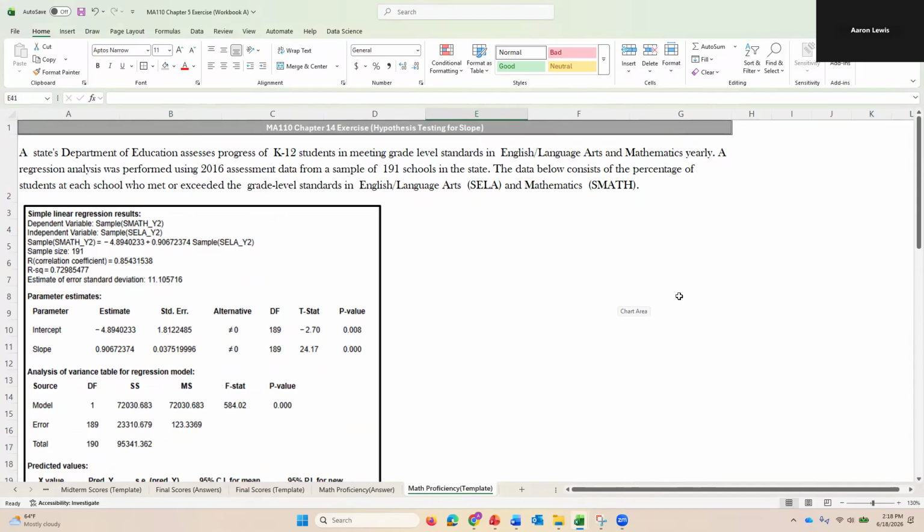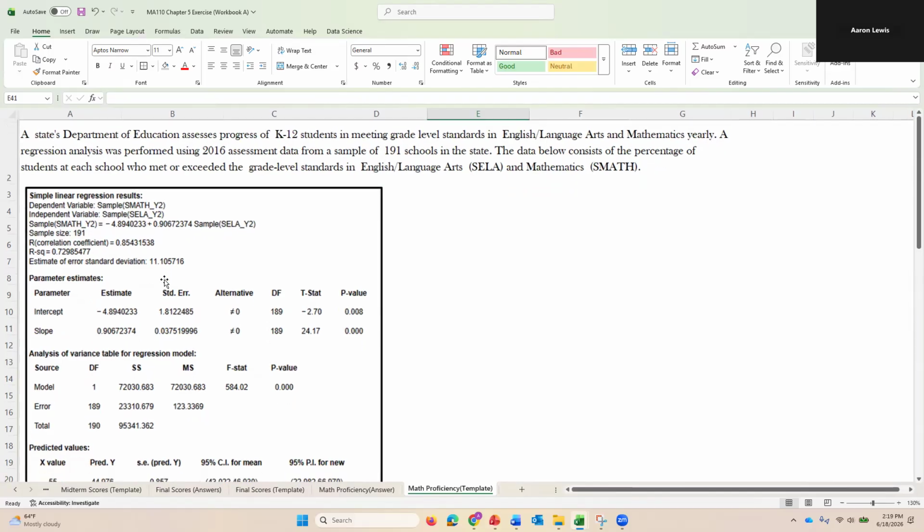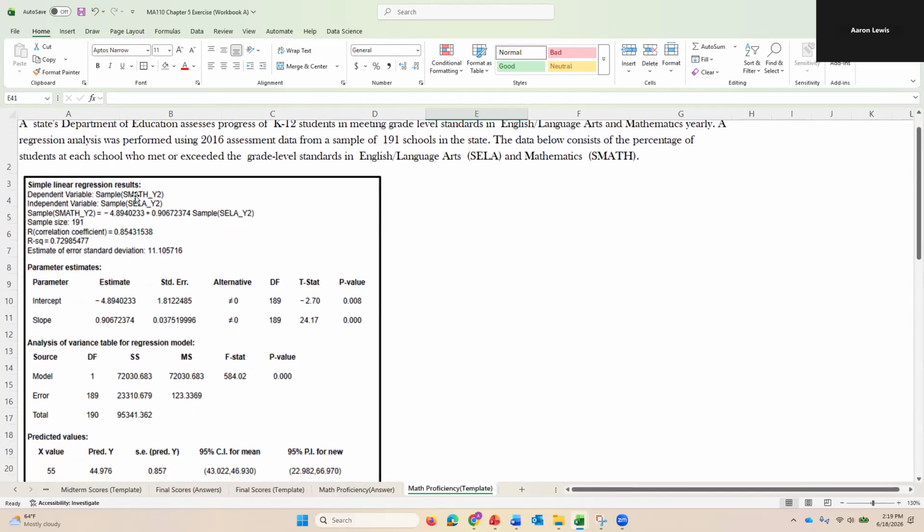This problem is just a variation of one of the ones on your homework, and in it, you're given the simple linear regression results for a data set that you have, so you don't need to calculate all the numbers, you just need to interpret this summary output. We see from it that our two variables are SMath and SELA. From the 191 schools in the state, we are going to predict how the proficiency scores for the independent variable, ELA scores, affect the proficiency scores for the dependent variable, math scores.